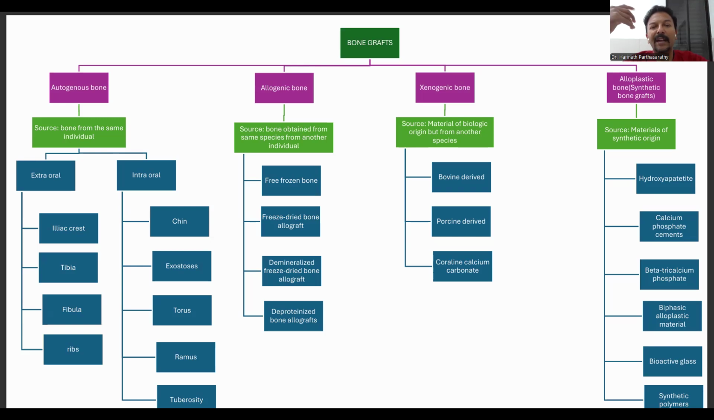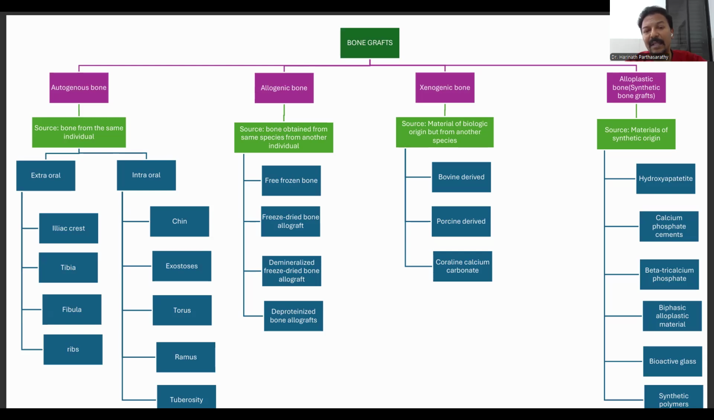Of course, you can even have patients complaining that, no, I don't want animal source. For example, there can be religious concerns if you're going to offer a patient a bovine source material or a porcine source material.